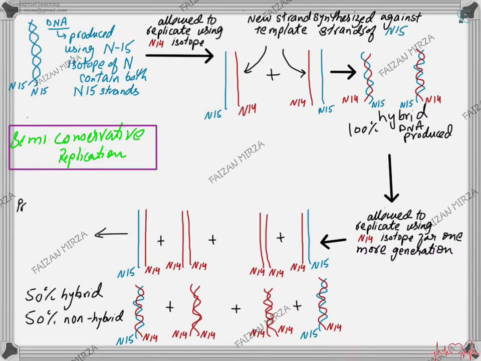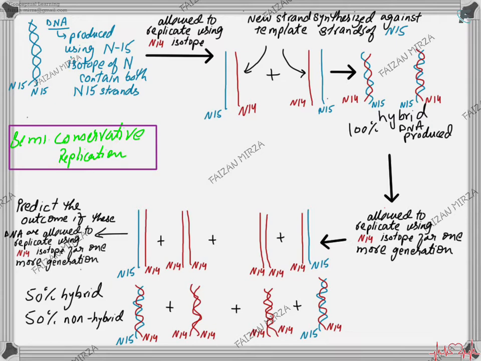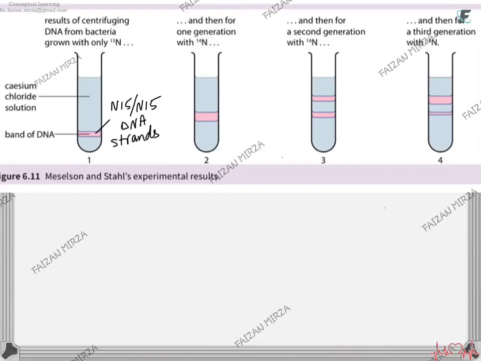You can process this further and predict the outcome of the replication if it is allowed to replicate for one more generation. If initially it was 100% hybrid, then 50% hybrid, the next time it should be 25% hybrid. Here you had 0% of the nitrogen 14-14 DNA, here it was 50%, so here it should be 75%. You can just work it out in that way.